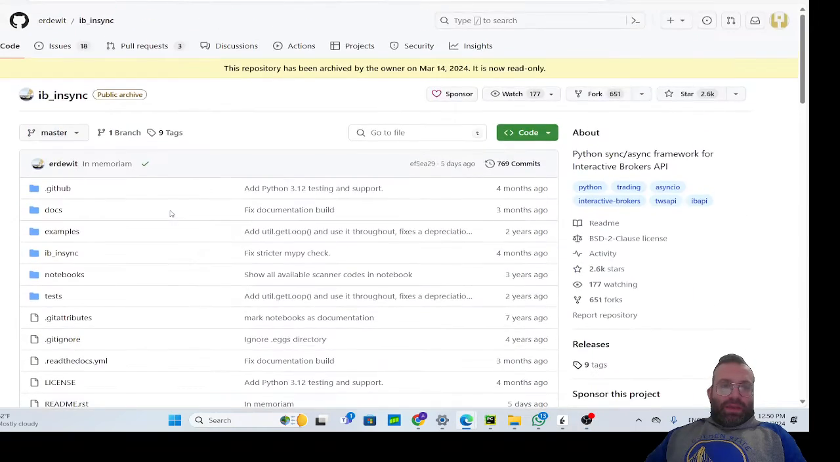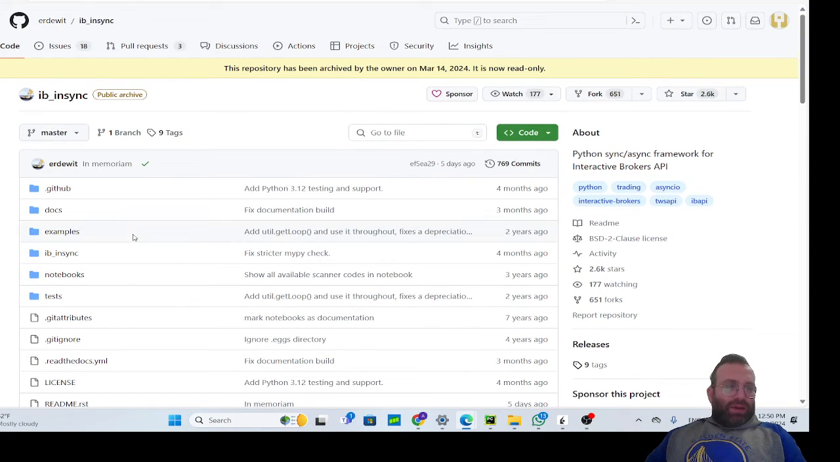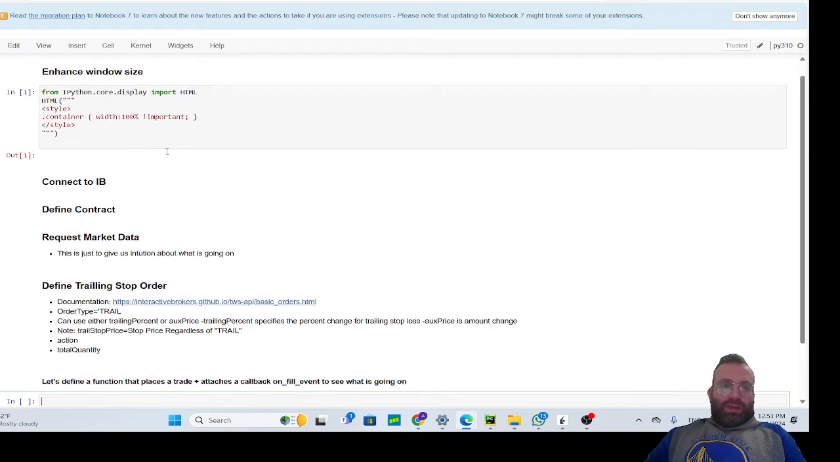I did want to start by saying it was really sad news to hear that the author of the IB-Insync library, Ewald De Wit, unfortunately passed away, and his siblings wrote this message. It's really sad. This guy literally wrote the best library in the world. There are a lot of people that are gonna continue this library moving forward, but it's really sad. He seemed like a young guy, an extremely nice guy. Very sad for all his family, and condolences to all his family. It was kind of shocking. So yeah, it was very sad about that. My condolences again.